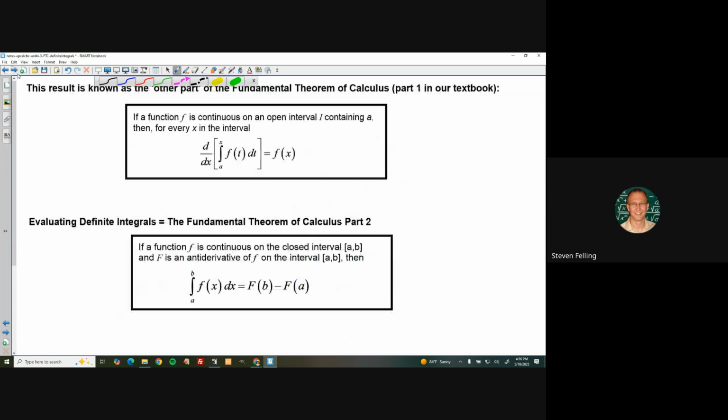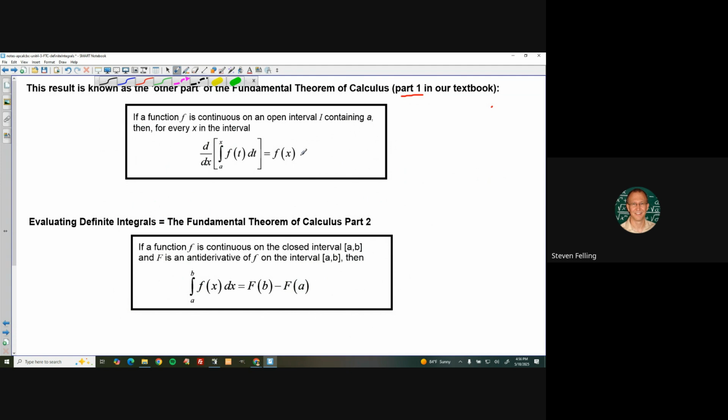All right. So this is sometimes known as part 1 of the fundamental theorem. If a function f is continuous on an open interval I containing this constant, then for every x in the interval, the derivative of an integral from a constant to a variable is simply this function with the x plugged in. But you also have to be cognizant that if what you're plugging in is something other than x, you have to multiply by the derivative.